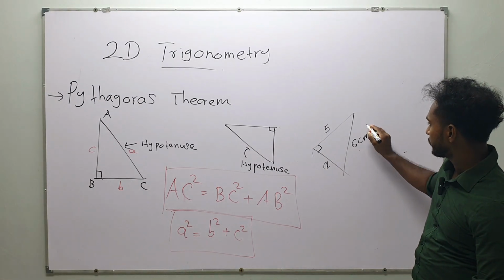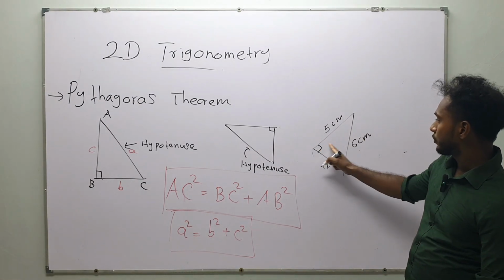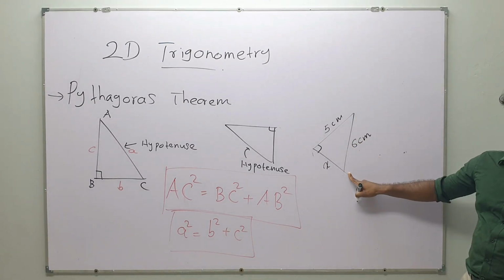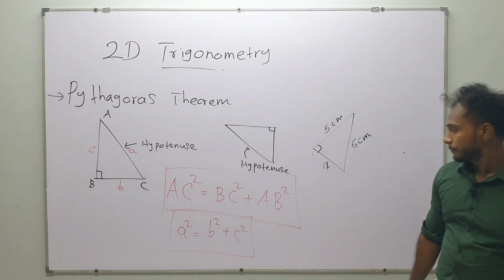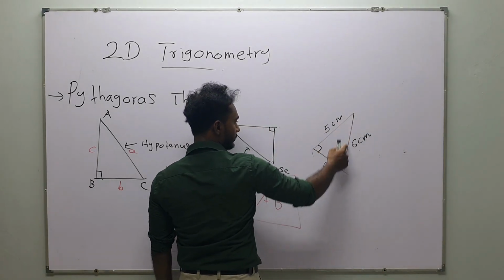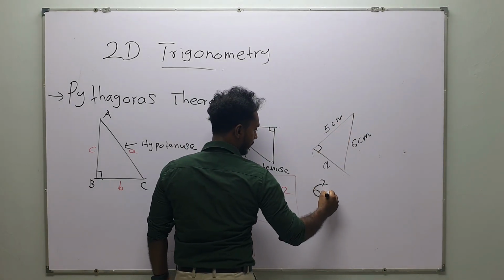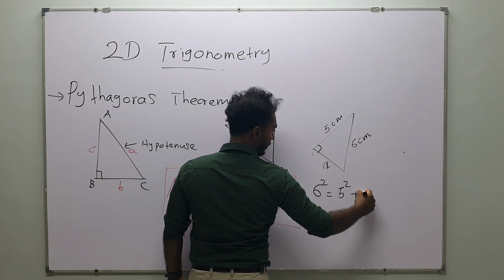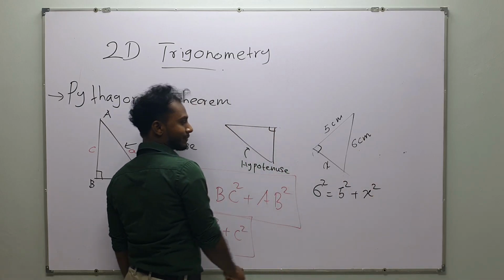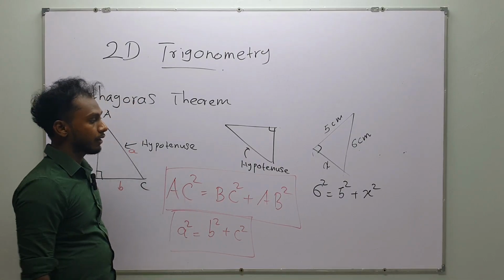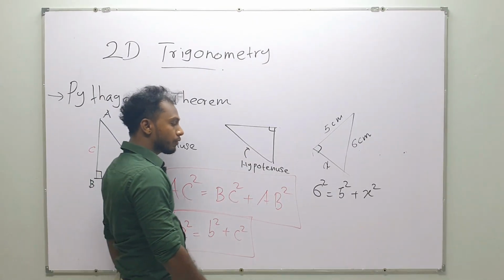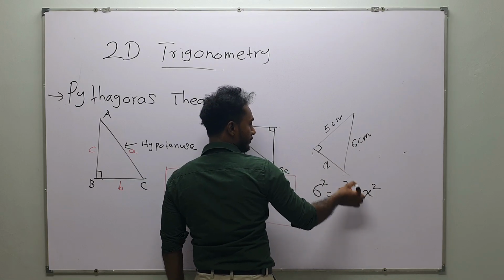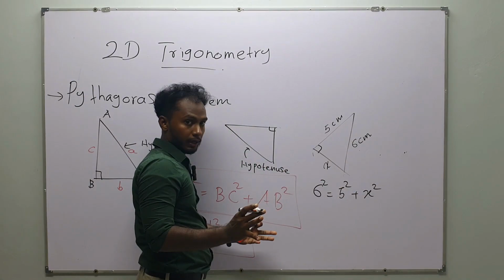Imagine this is 6 centimeters, this is 5 centimeters, and you notice that this x is not the hypotenuse because this is the hypotenuse, right? So we'll write down the equation. I can write, this is the hypotenuse, that means 6 squared equals what? 5 squared plus x squared, isn't it? 6 squared equals 5 squared plus x squared. So you want to find the x value, that is the length. This is a side which is not the hypotenuse, a shorter side.